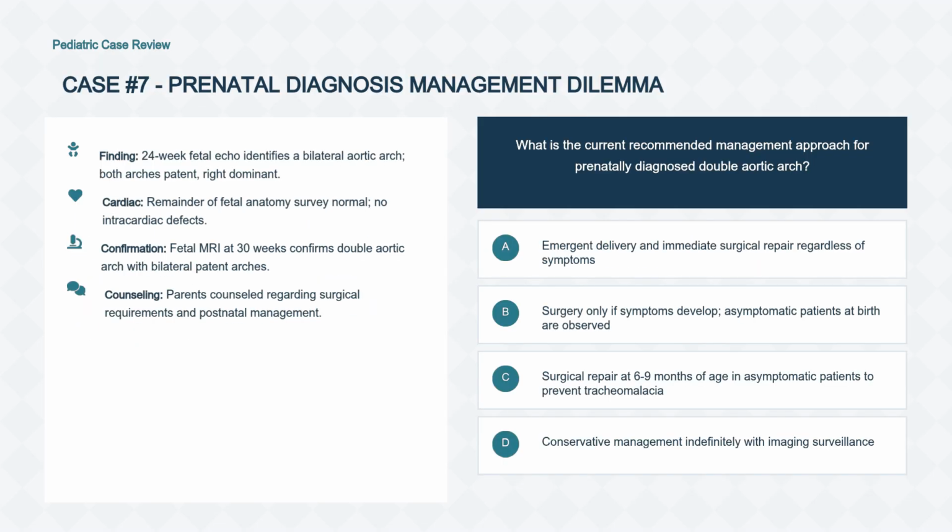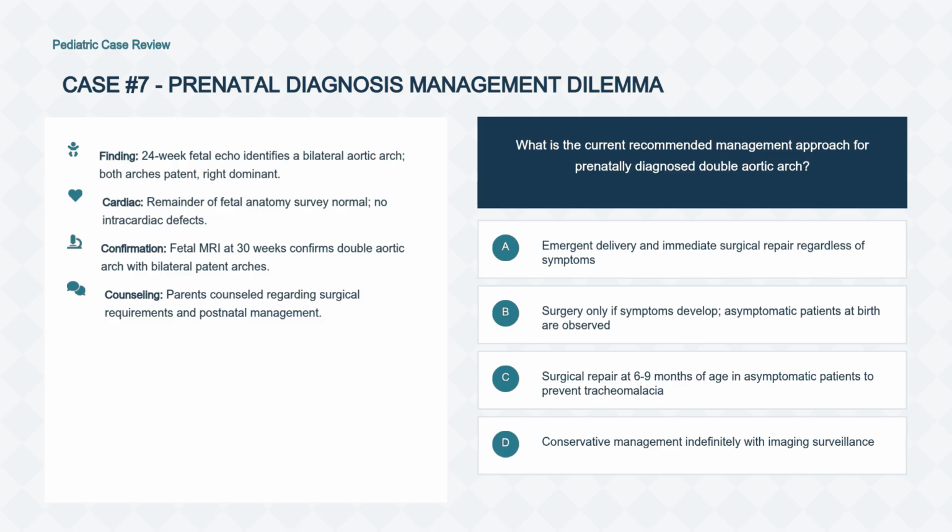Question 7. Prenatal diagnosis. A 24-week fetal echocardiogram identifies a double aortic arch. A fetal magnetic resonance imaging confirms bilateral patent arches. Parents are counseled regarding surgical requirements. What is the current recommended management approach for a prenatally diagnosed double aortic arch?